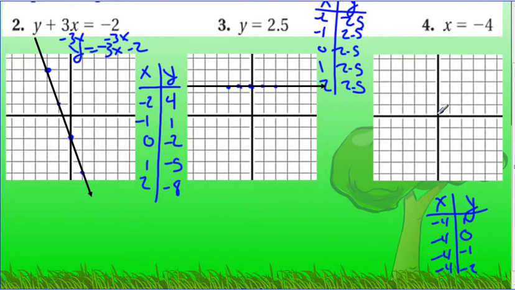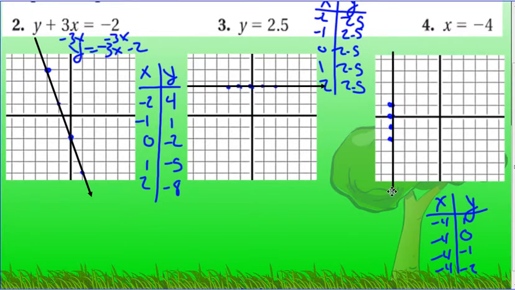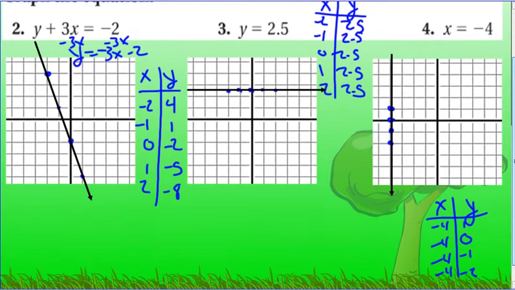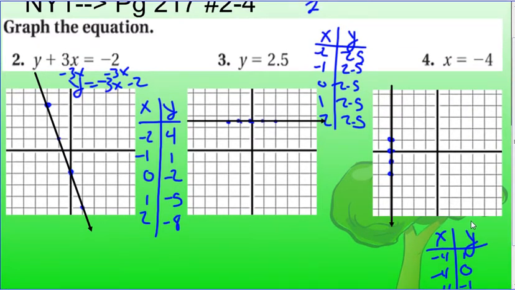So you go sideways to -4, up to 1. Sideways to -4, 0. -4, -1. -4, -2. You see the line? Straight up and down at the x value of -4. So those are the lines that we're graphing.